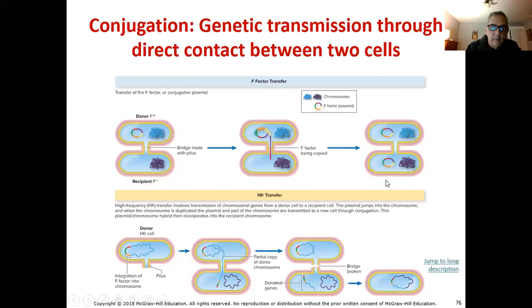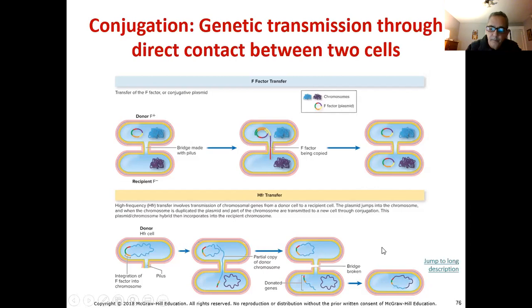Another possibility is the fertility plasmid incorporates into the bacterial chromosome. It still has the genes to make the pilus, to connect the two cells, but then some of the chromosomal DNA gets transferred. So the new cell winds up with chromosomal DNA from the donor cell. Here, the cell only winds up with the plasmid from the donor cell.